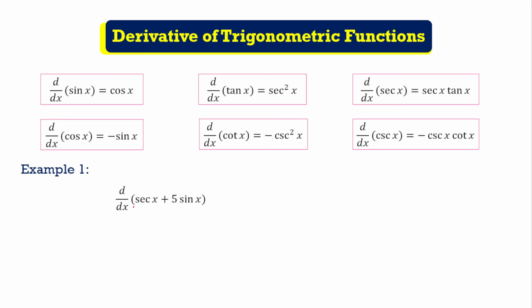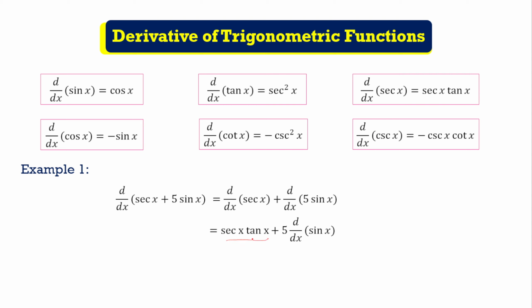For example, find the derivative of secant x plus 5 sine x. The first thing to do is separate the terms, applying the sum rule. Take the derivative of the first term, then take the derivative of the second term. So we have the derivative of secant x plus the derivative of 5 sine x. The derivative of secant x, according to the second rule, is secant x tan x.